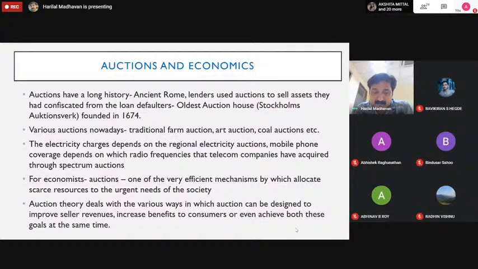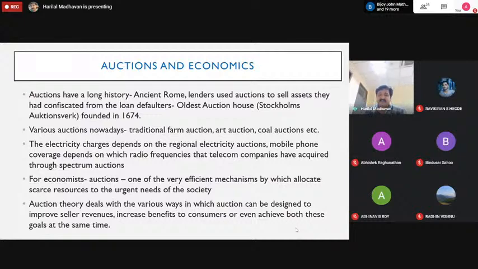So for economists, auctions are actually one of the very efficient mechanisms by which we allocate scarce resources, right? If you go back to the basic economic theory, you know that we actually use the market mechanism to allocate the scarce resources. And market mechanism is basically the demand and supply interactions, and this invisible hand of supply and demand can work in the market and can actually fix the prices, okay? And that price is known as the market price.